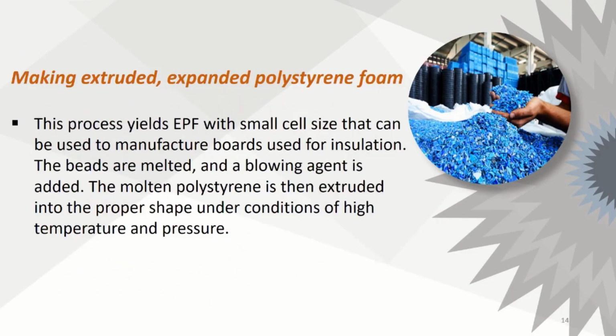The next step is making extruded expanded polystyrene foam. This process yields EPS with a smaller cell size that can be used to manufacture boards used for insulation. The beads are melted and a blowing agent is added. The molten polystyrene is then extruded into the proper shape under conditions of high temperature and pressure.